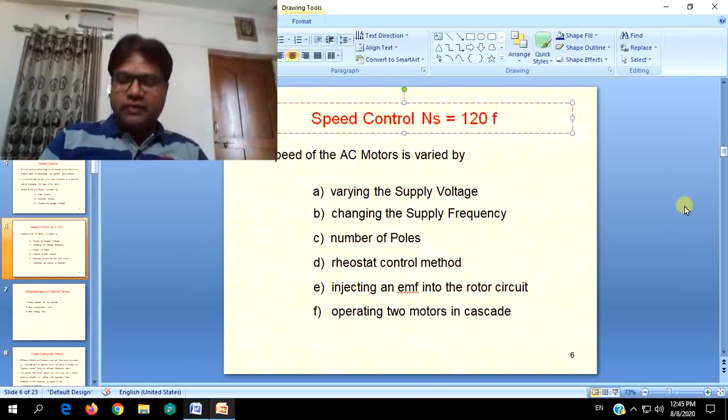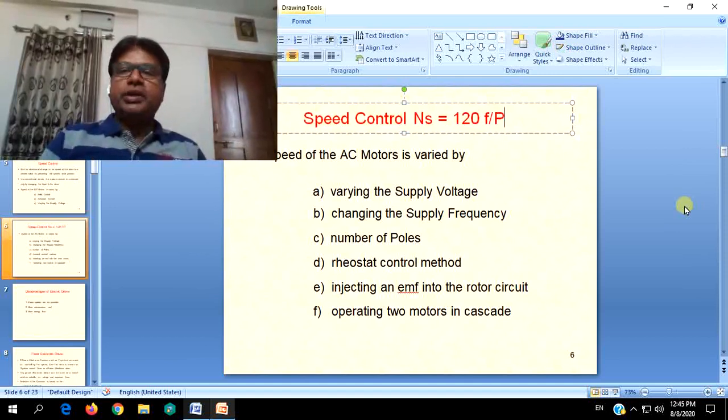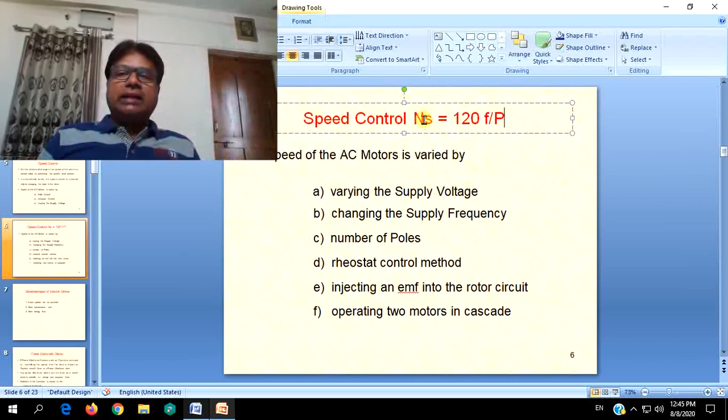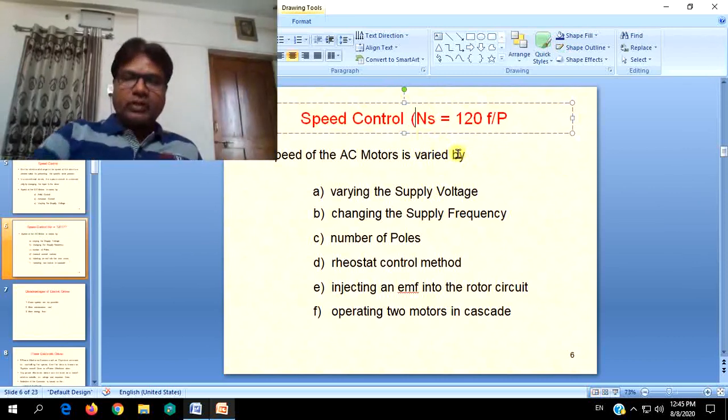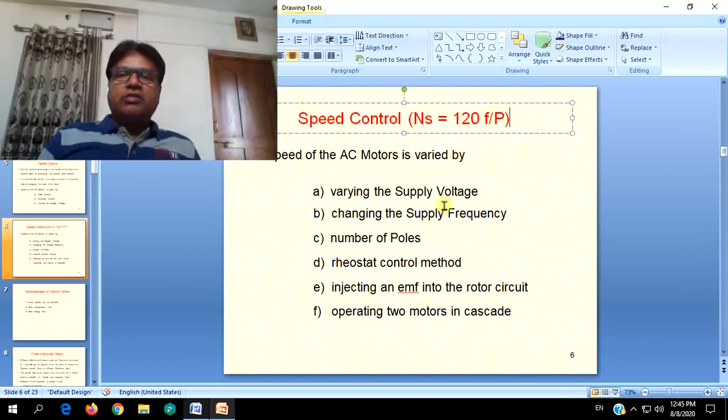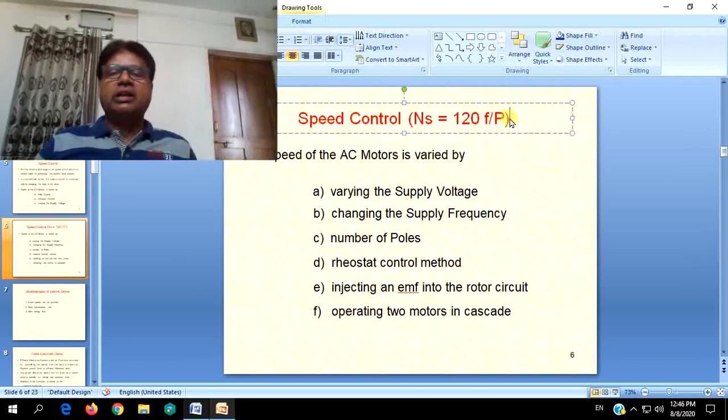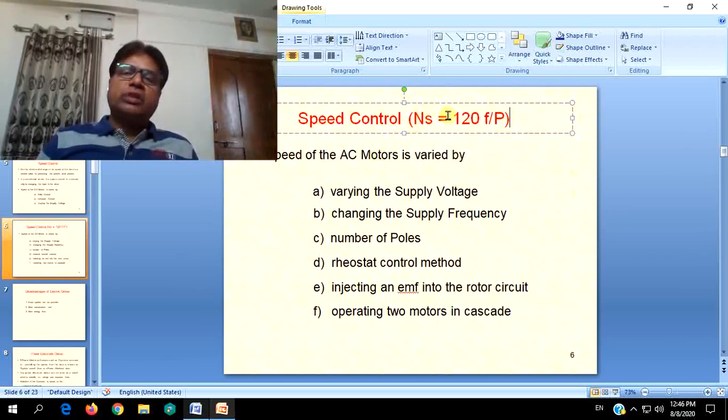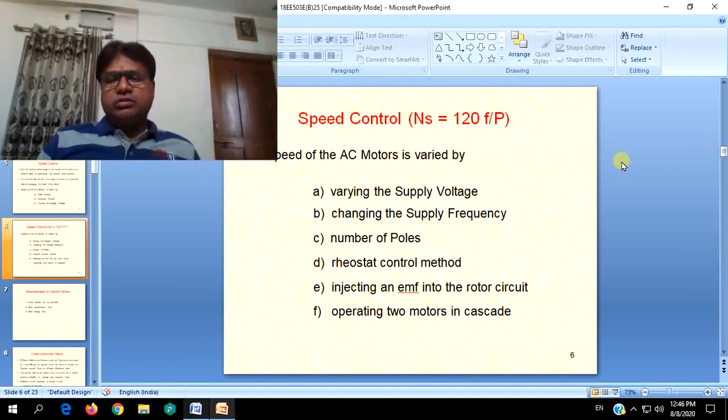Ns = 120 F by P, where Ns is your synchronous speed, F is the frequency of the supply voltage, normally called the stator frequency also, and P is the number of poles for which the stator winding has been wound. And the running speed Nr will be equal to Ns into (1 minus S), where S is called the slip. All those things you know in the case of induction motors.